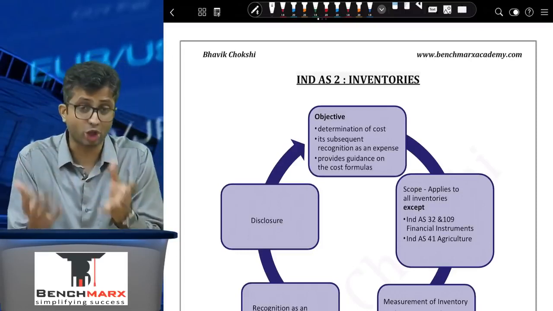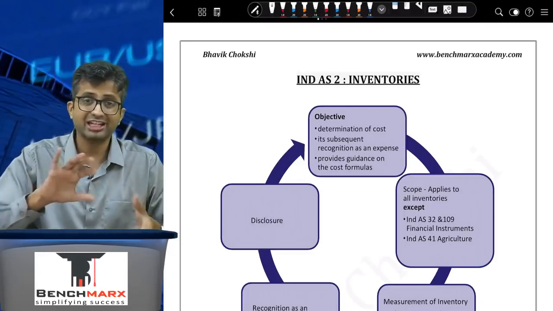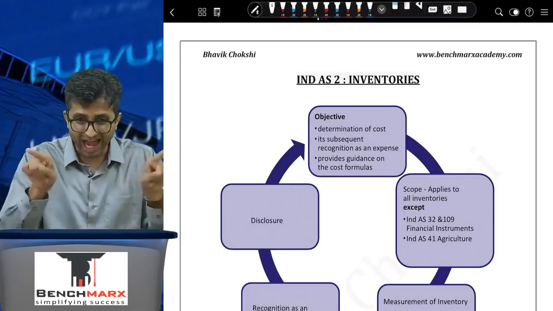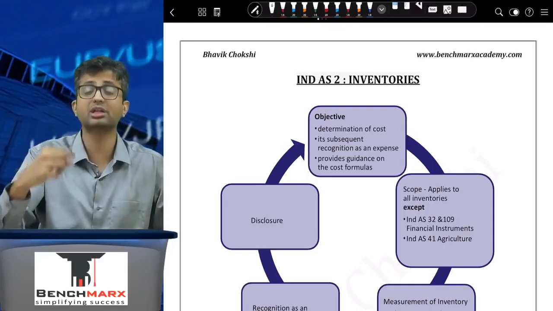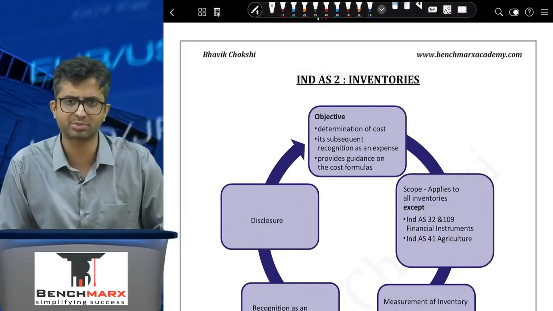Then if there is a normal loss, remember it is a part of the cost, abnormal loss goes to the profit and loss account. If there is a joint product and a byproduct, you will allocate the net joint cost after deducting the NRV of the byproduct in the ratio of the sales value at the split off point.